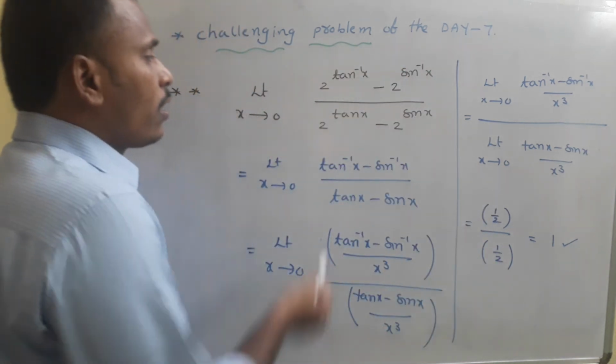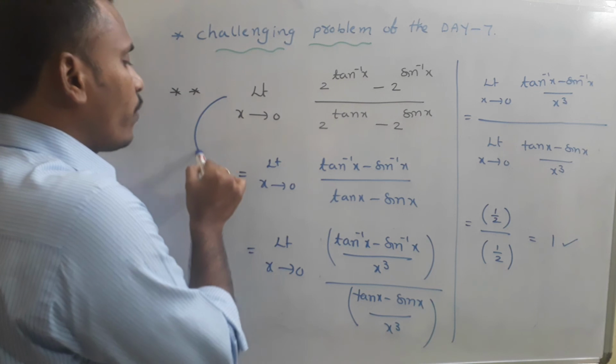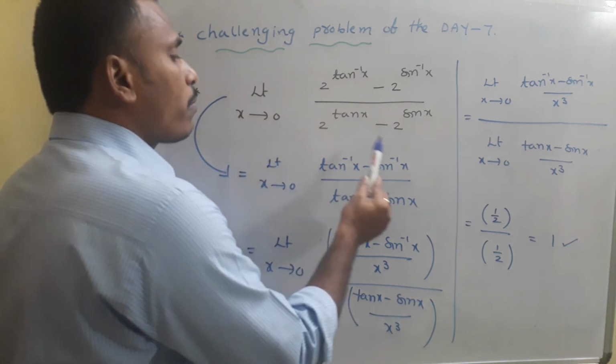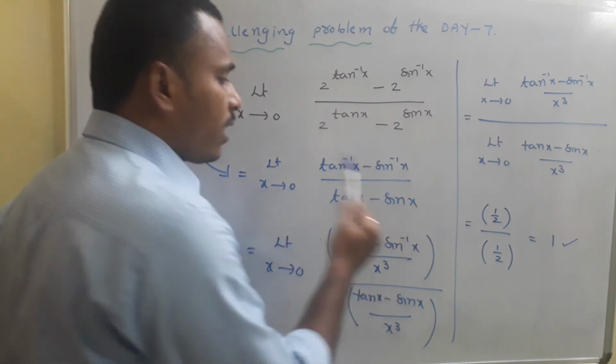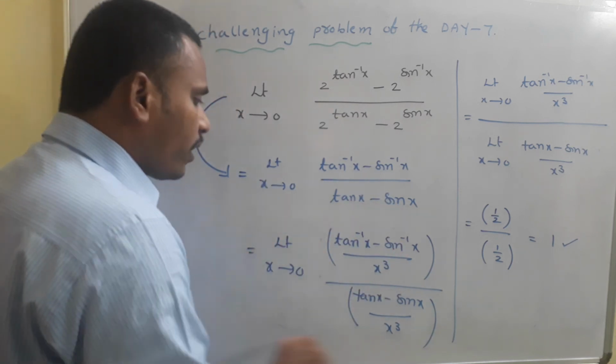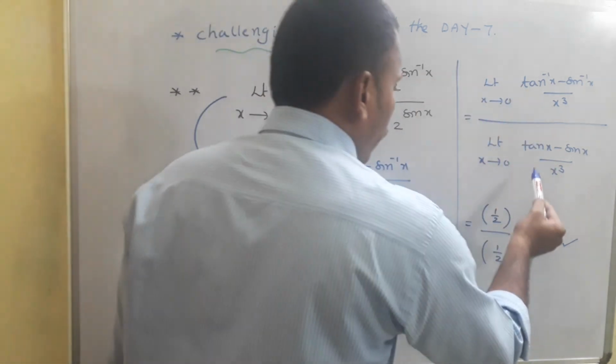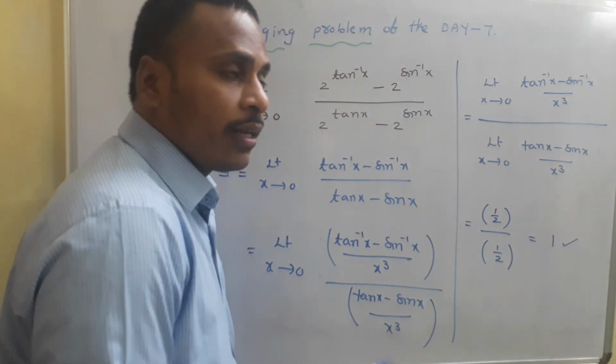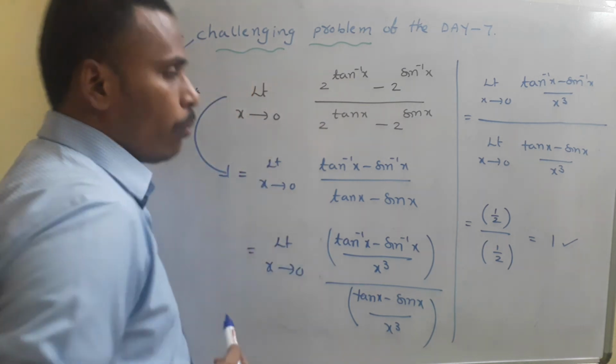To answer this, first of all we need to convert the given problem into limit x tending to 0 of tan inverse x minus sin inverse x by tan x minus sin x. Further, divide by x cube and use these two standard formulae: this is 1 by 2 and this is 1 by 2. The final answer is 1. There ends this particular challenging problem. Right?